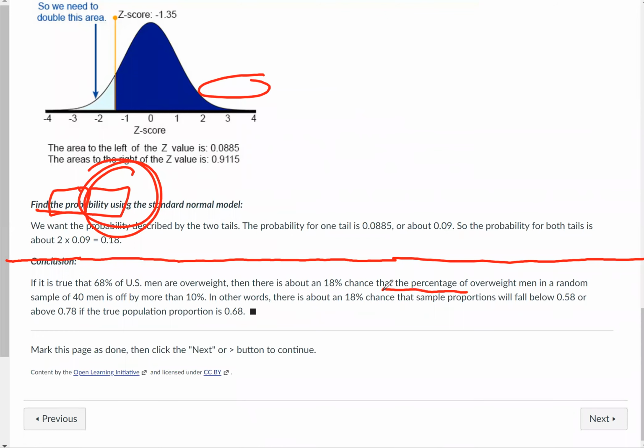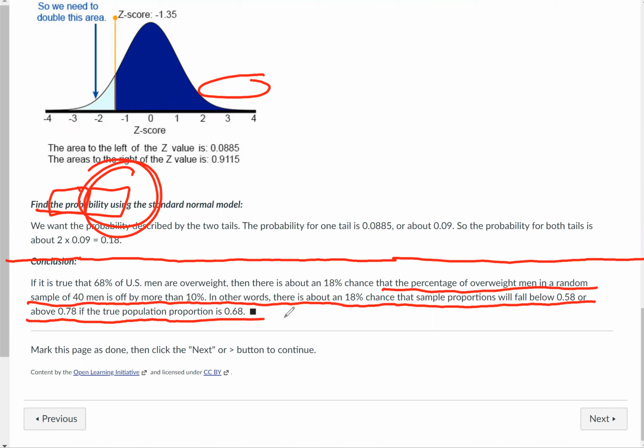There's an 18% chance that the percentage of overweight men in a random sample of 40 men is off by more than 10%. In other words, there's about an 18% chance that sample proportions will fall below 0.58 or above 0.78 if the true population proportion is really 0.68.